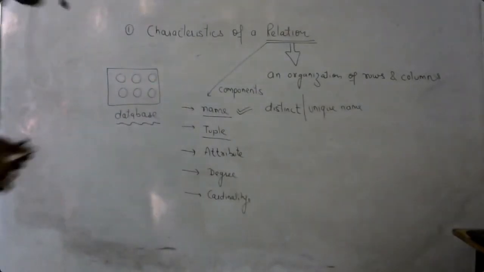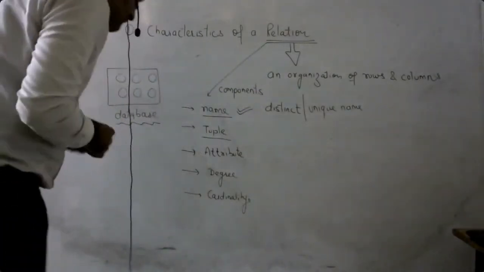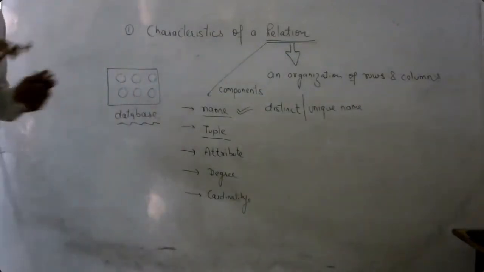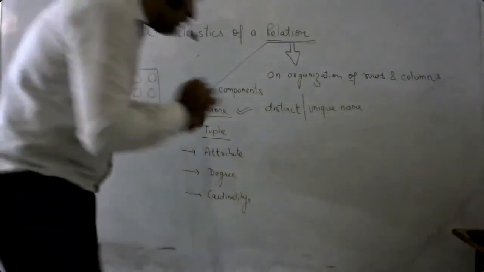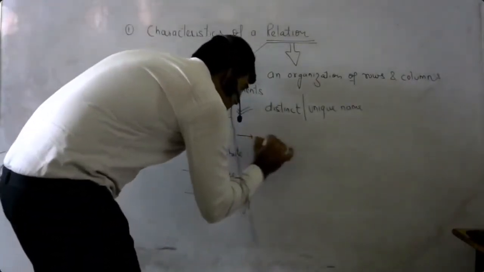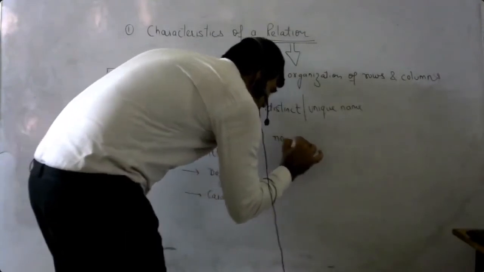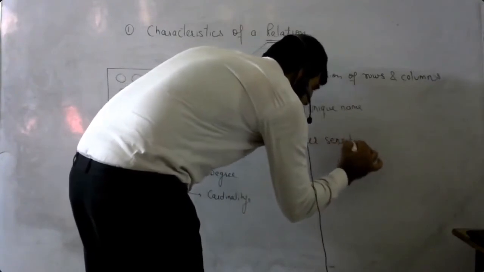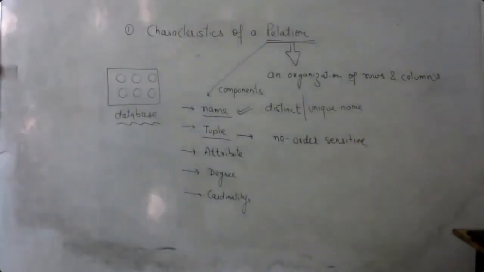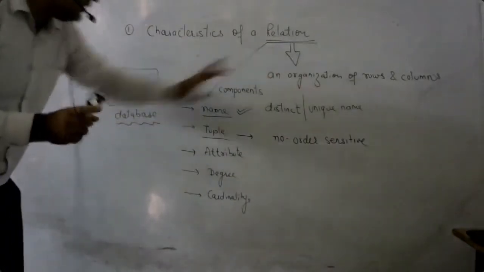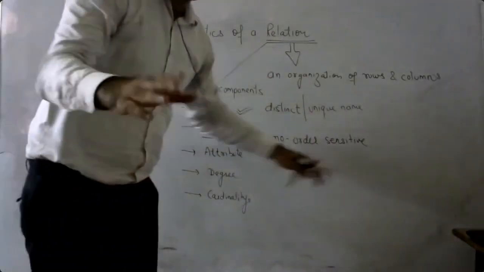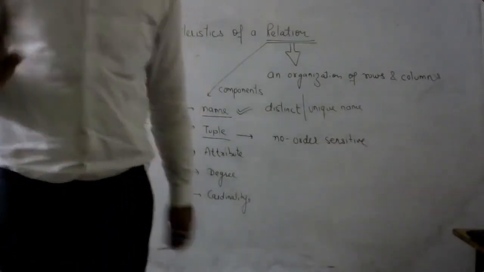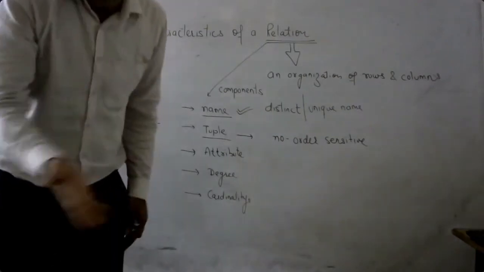Now, let's move to the second characteristic of a relation. The order of the tuples is not order sensitive. The word sensitive you all know. If a relation has 10 tuples, 10 rows, there is no fixed order.